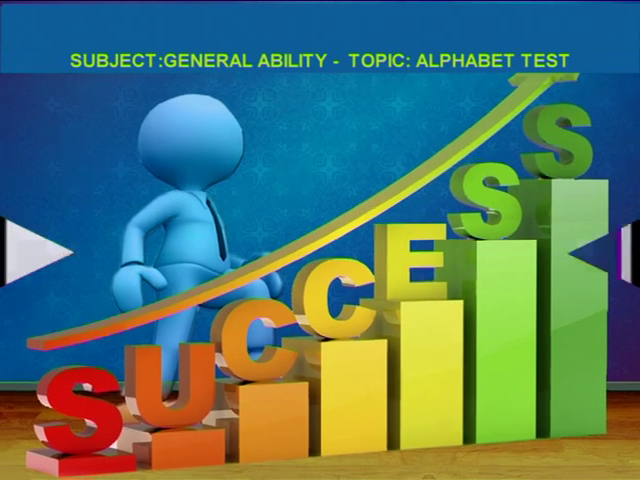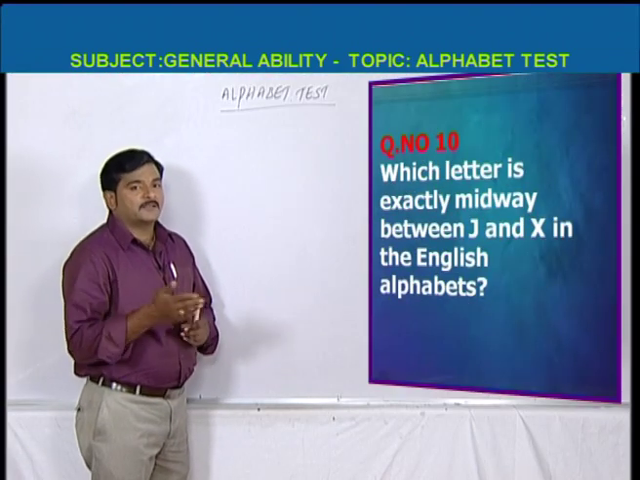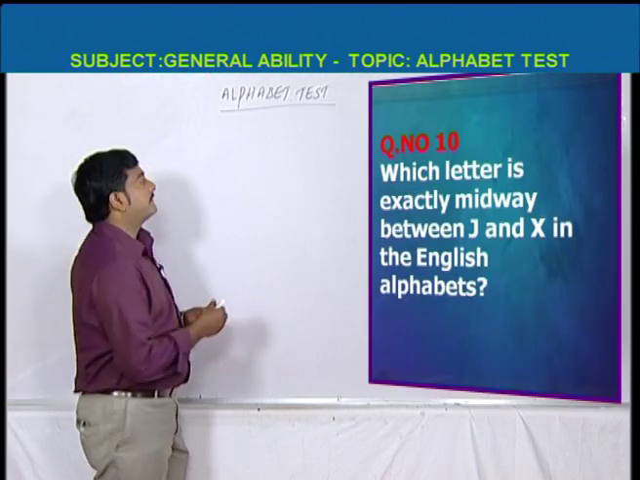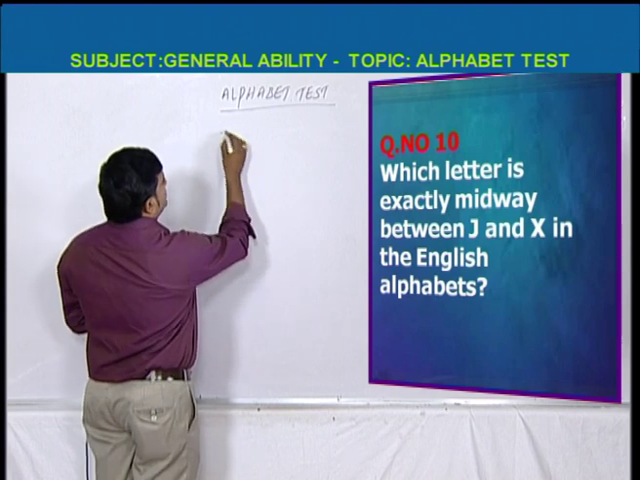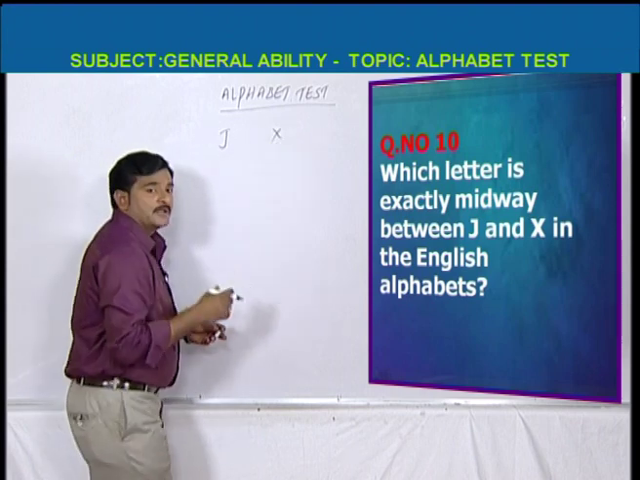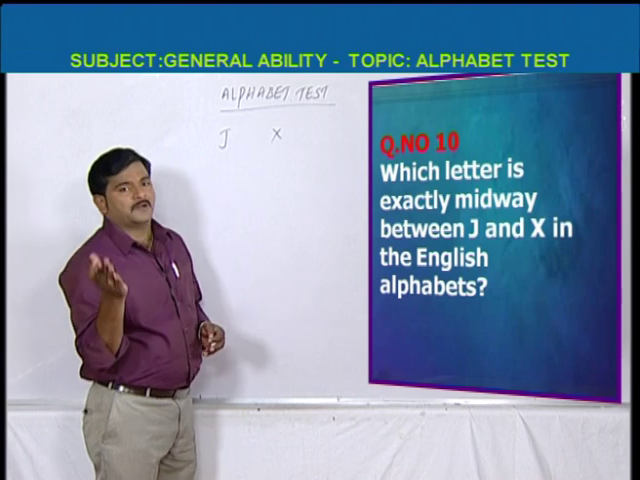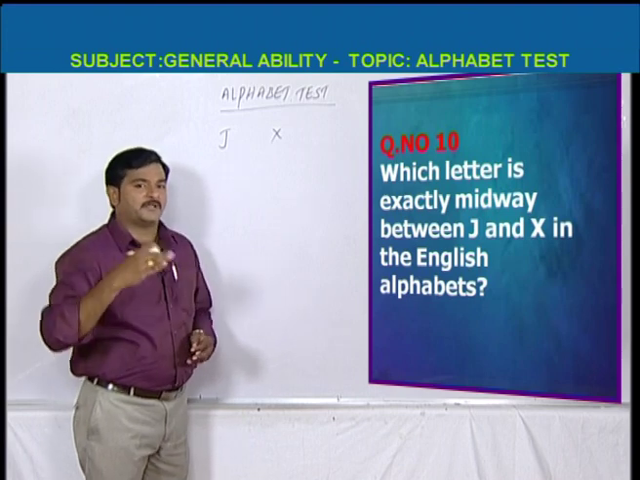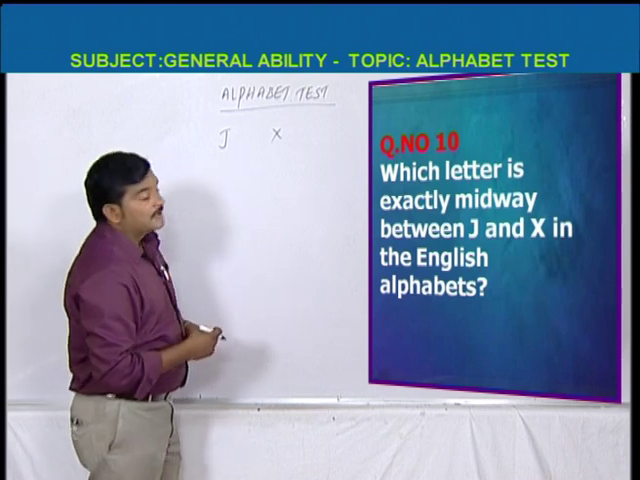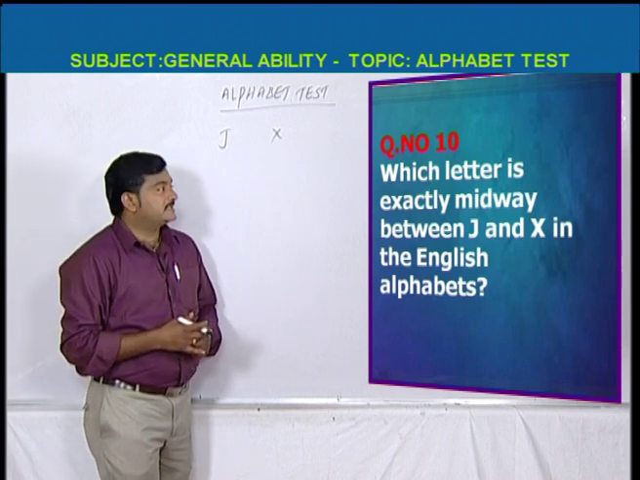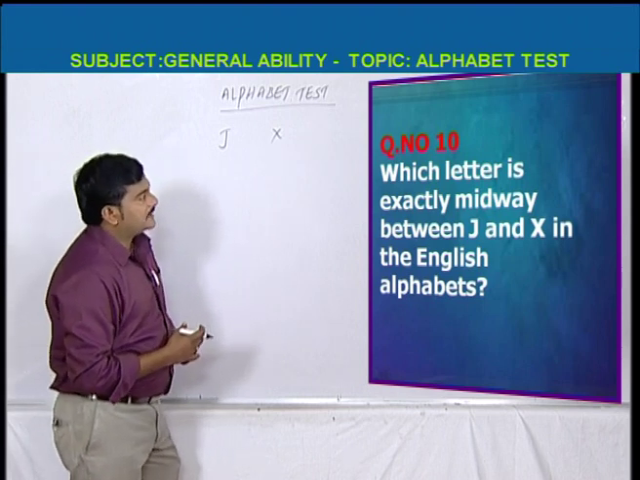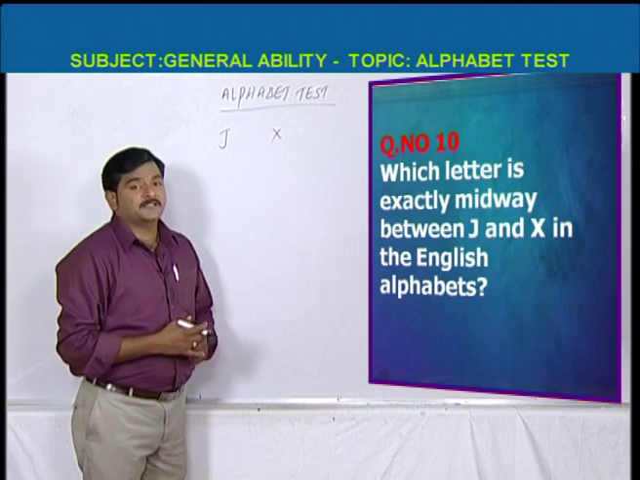Which letter is exactly midway between the letters? What are the given letters here? J and X are given. The procedure is the same: even number, odd number, odd number, even number, odd number, even number. Now, which letter is exactly midway between J and X in the English alphabet?